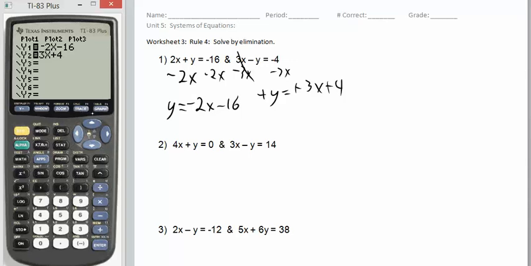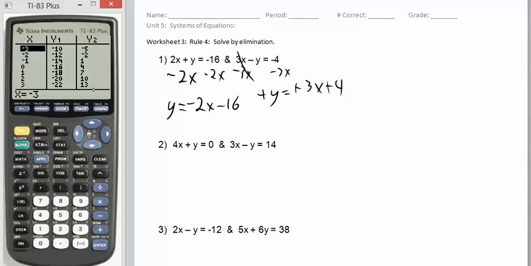And we go into our table, and we're going to find out where these two are the same. It looks like it's going to be right there. And so our answer is negative 4, negative 8. So that's one method you could do. If you can solve everything for y, then you can just plug it right into the calculator and be done.